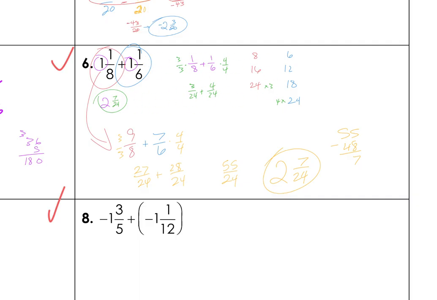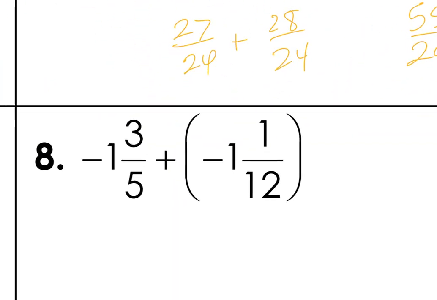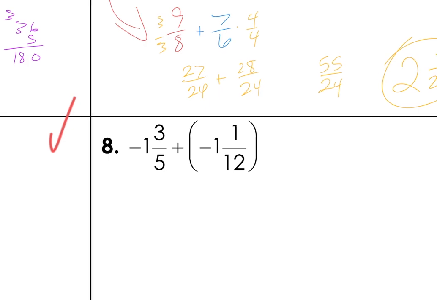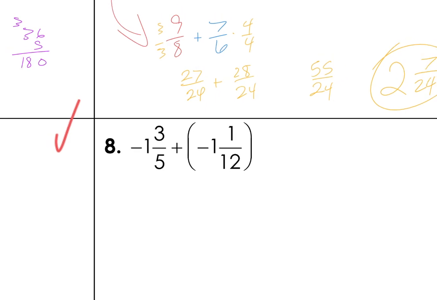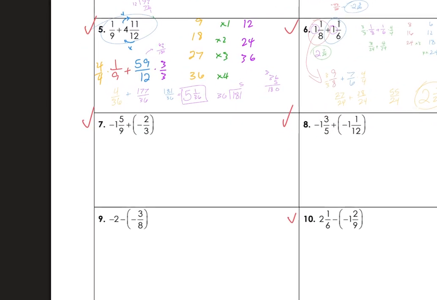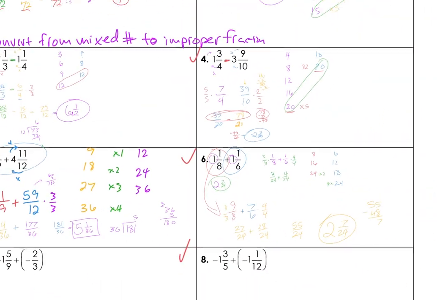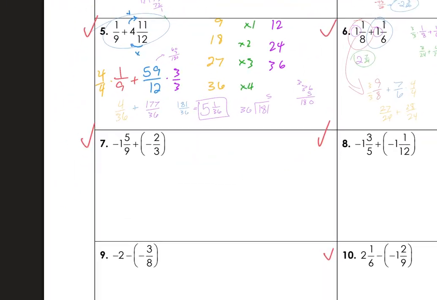But can you do that on all of them? Can you do that here on number 8? No. I would not recommend it. I would not do -1 plus -1 and then just 3/5 plus 1/12. Don't do that. If it's simple as just addition, maybe you can do it, okay?